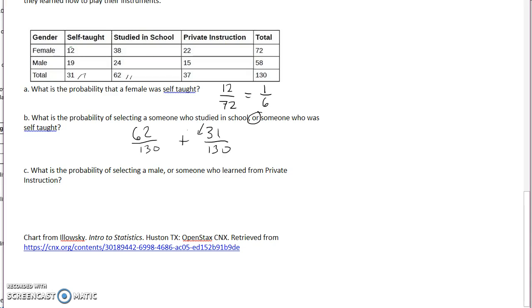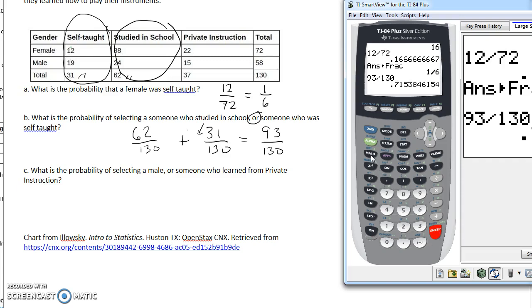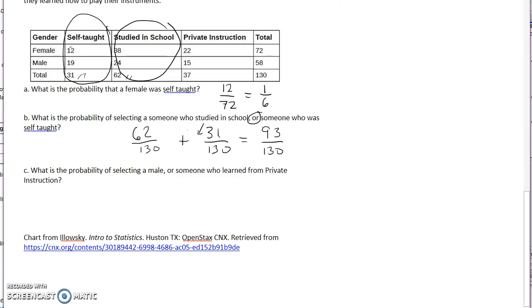There isn't any overlap here, right? You see that we have self-taught, we have studied in school. There's no overlap, so we don't have to worry about that. So we can just add these up. 62 plus 31 is 93 over 130. I don't think that reduces, but again, I'm just going to double check by just dividing those really quickly. 93 over 130. And then again, I hit that math, enter. And that does not simplify, so that would be my final answer.